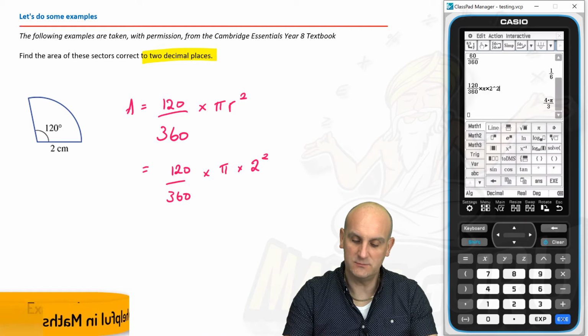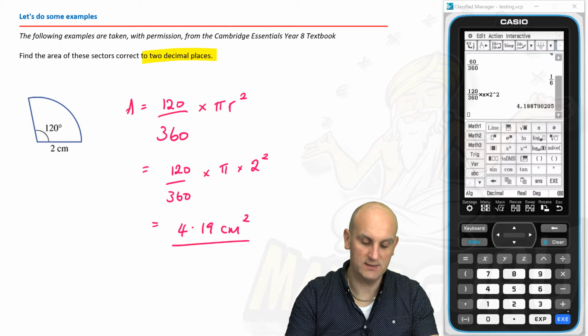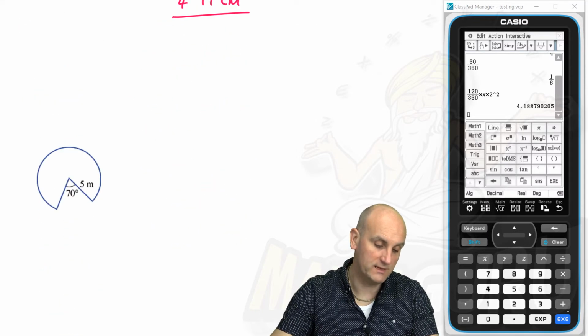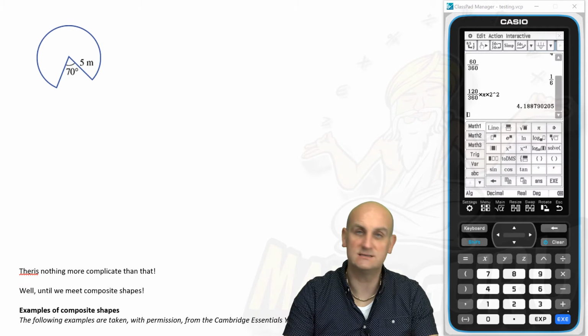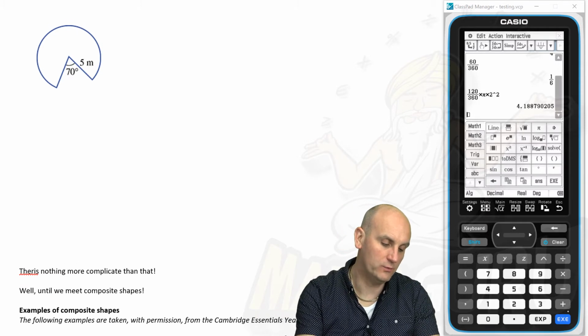I'm going to put that back in decimal mode, hit enter, and out comes the area of that as 4.19 centimeters squared. There is nothing more complicated than this, even when you look at that, yes? What is it? It's trying to trick you. So, what do you notice about the angle?